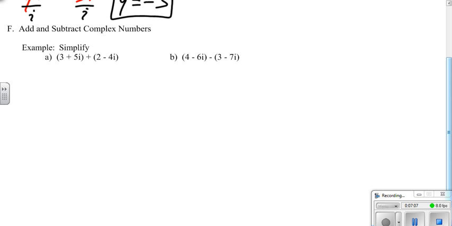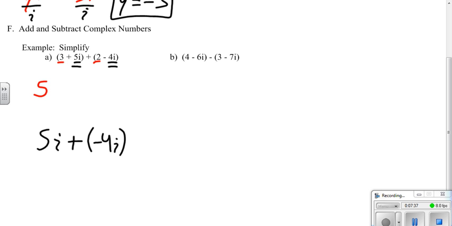Adding and subtracting complex numbers is going to be similar to adding and subtracting our binomials with the variables. We add our imaginary parts and we add our real parts. So in this case, 3 plus 2 is 5. 5i minus 4i, or should I say 5i plus a negative 4i.